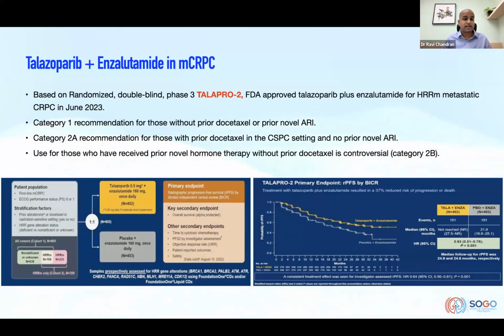So it has become a category 1 recommendation for those without prior DOSI or a prior novel androgen receptor inhibitor, and a category 2A recommendation for those who were already on prior docetaxel in the CSPC setting.